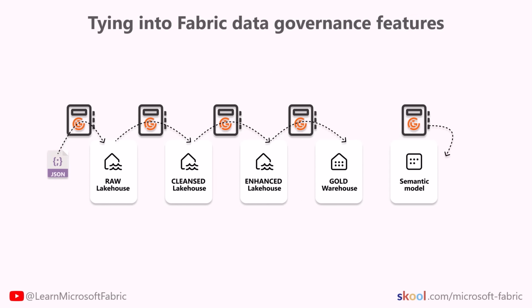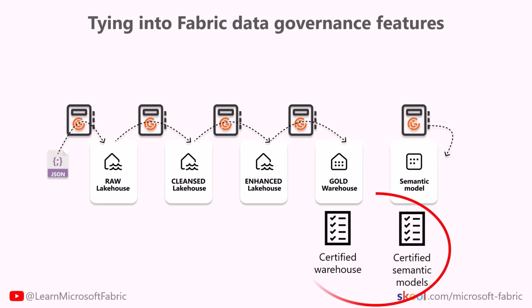So another feature that we can tie into in Fabric is data governance, and specifically the certification feature. So say, for example, you've got your gold warehouse. Well, by the time it reaches that gold warehouse, we can be very sure that the quality in that warehouse is very high. We've probably validated it several times by that point. And so we can certify that gold warehouse and say that any data that lands in it is certified, you can use it for whatever you want in your organization.